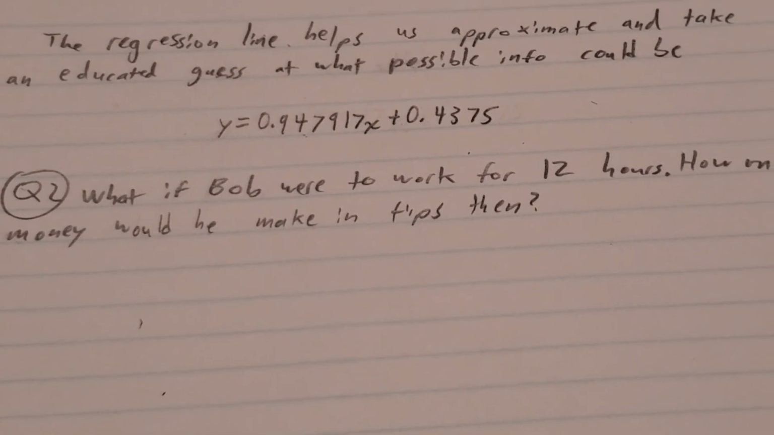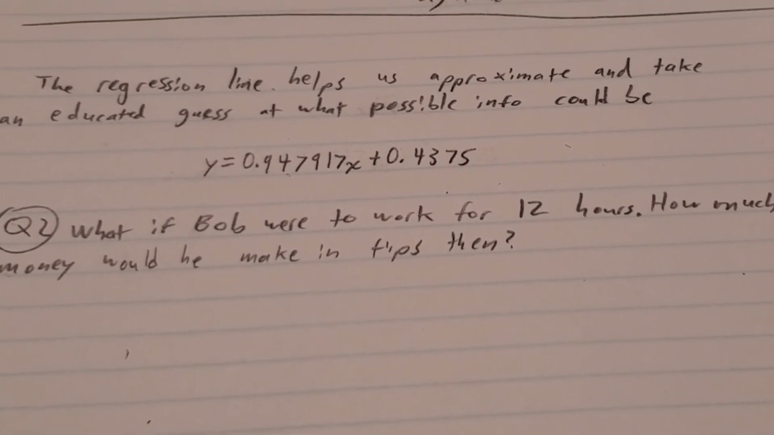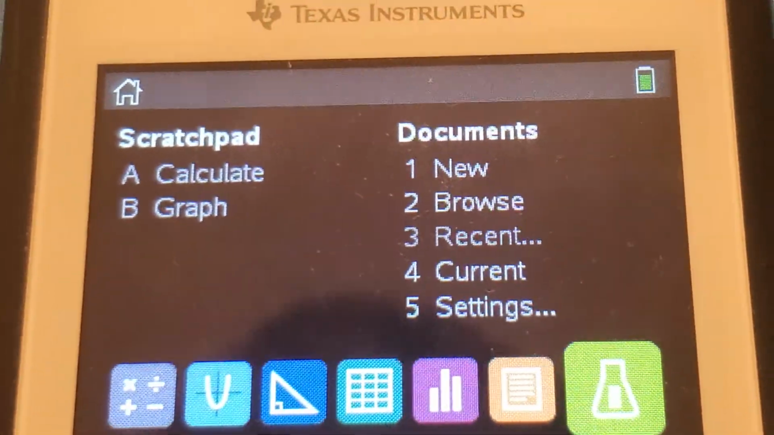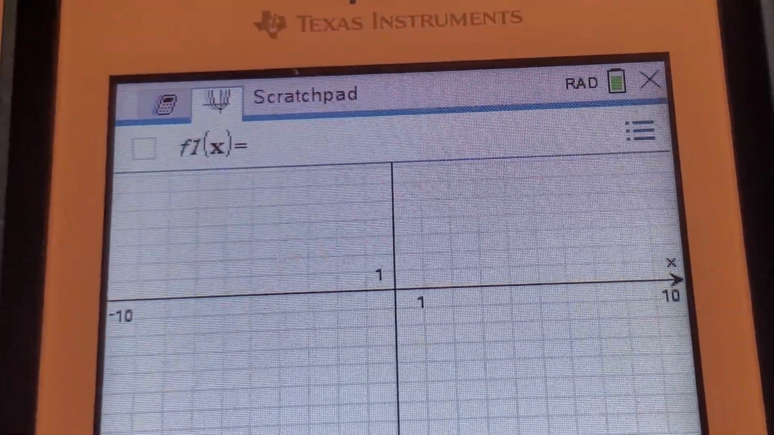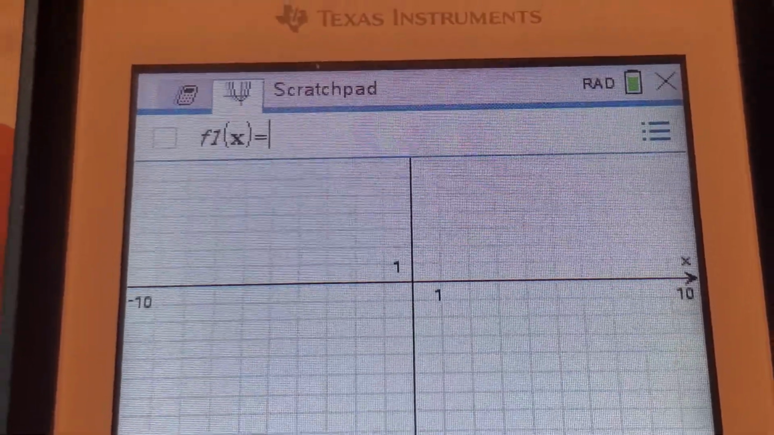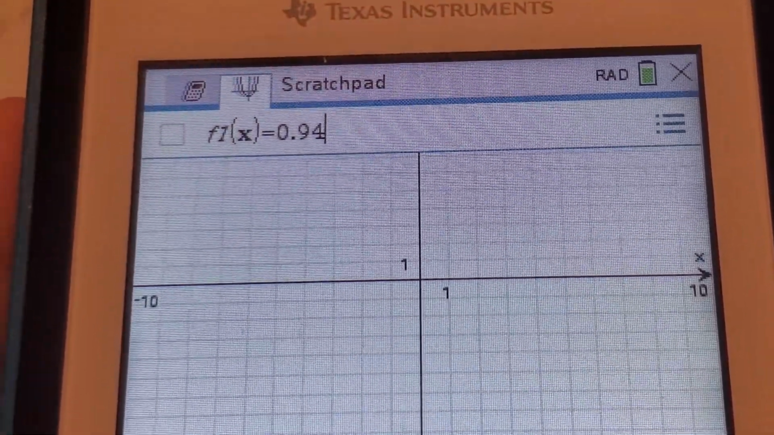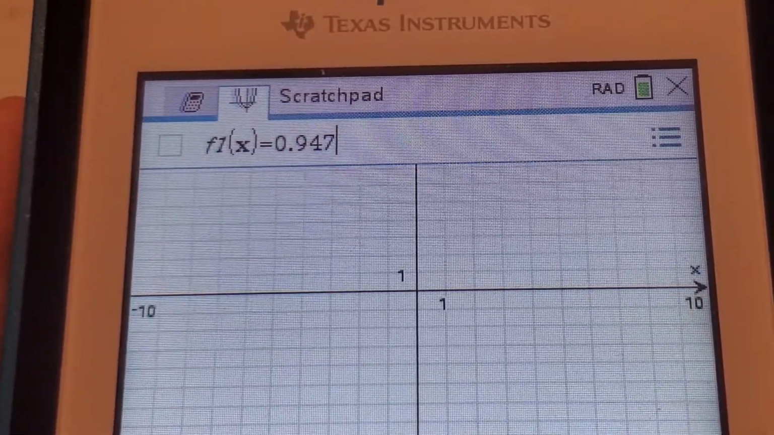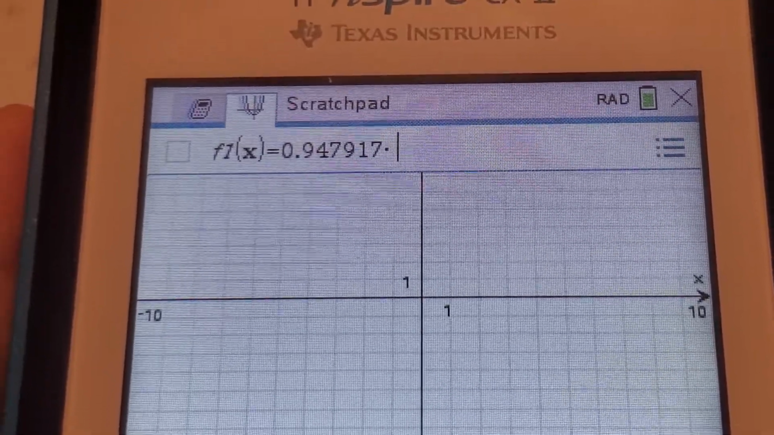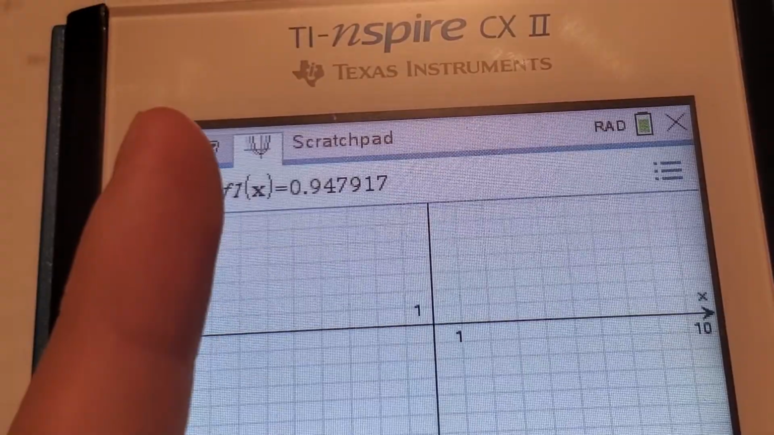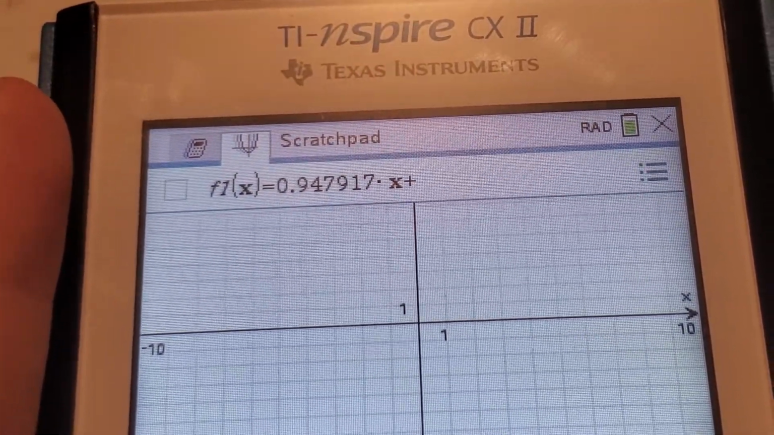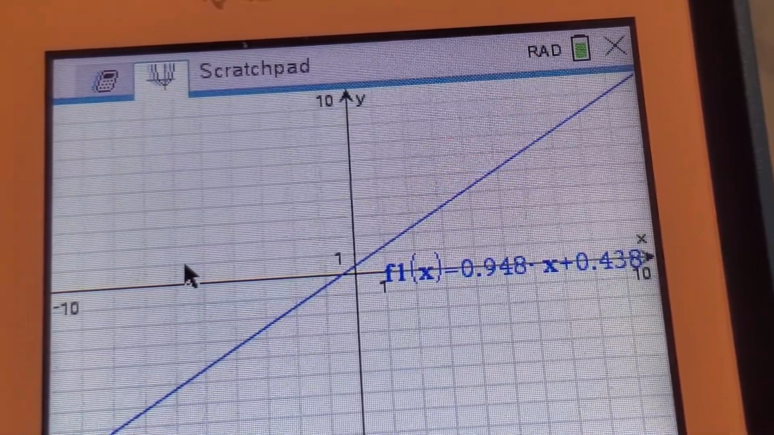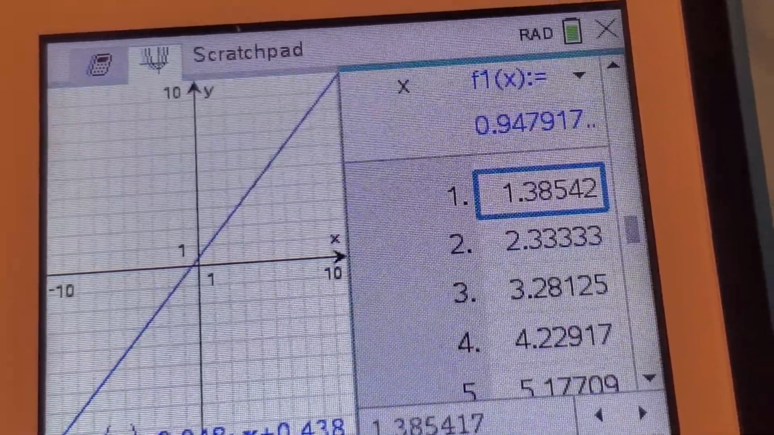Question 2. What if Bob were to work for 12 hours? How much money would he make in tips then? There are 2 different ways to do it. For the first one, you would go to graph and then just input the equation: 0.947917 times x plus 0.4375. Enter, and that's our line. Then you could press Control T to see the table.